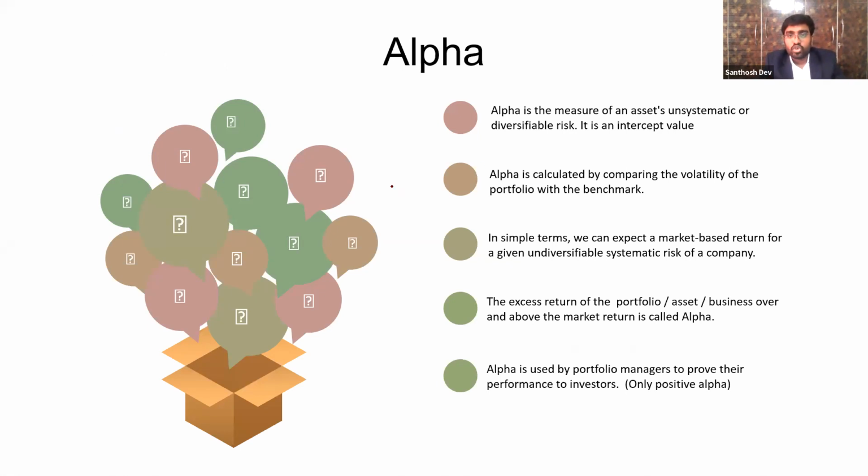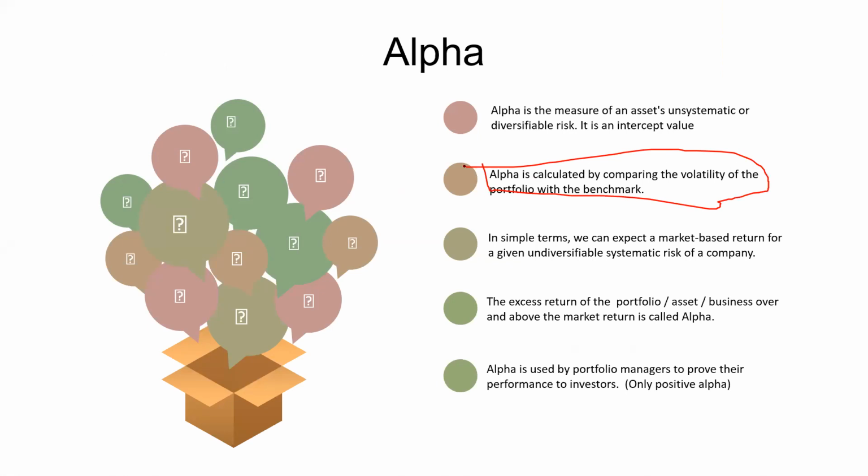This is similar to your beta. I've just given it for the sake of understanding. I told you it is the intercept value. When you plot the values, you arrive at the characteristic market line, and then the intercept value, the base value that you cross, that is your alpha. In terms, we expect market return for a given undiversifiable systemic risk. The excess return of the portfolio or the asset or business over and above the market return is called alpha. This is all simple. It is all just the definition.